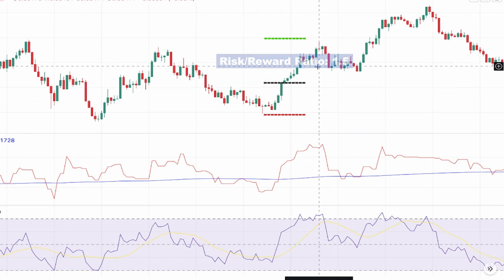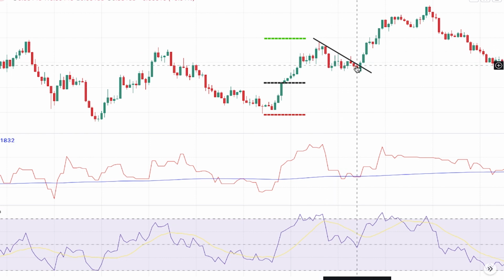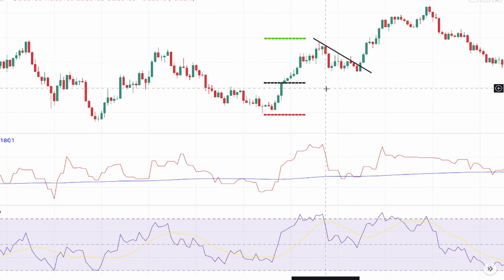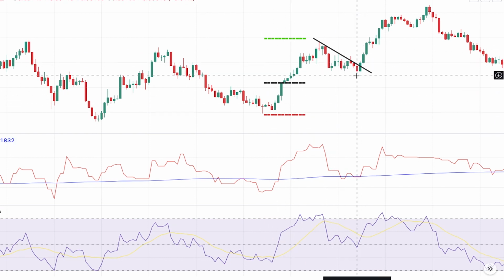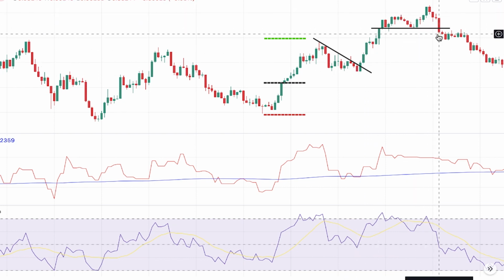For example, in this case, after this pullback and when the price broke this resistance level, we can move our stop loss here below this pullback and lock in some profits. And then here, when this support level is broken, we can close our position and take our profit.